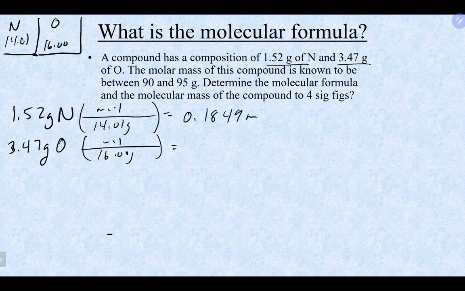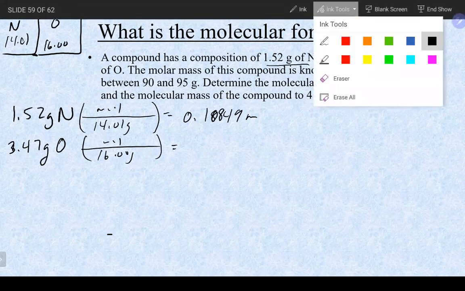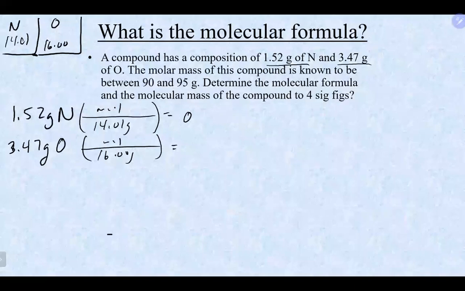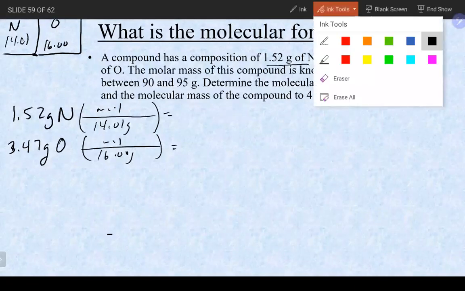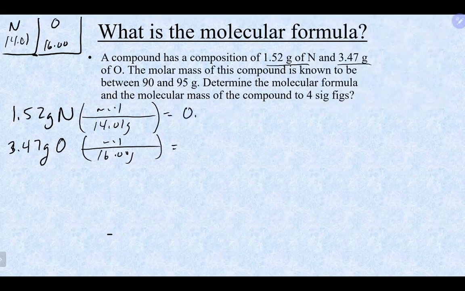0.1849 moles. I feel like I missed a zero in there. I should just go take a nap. Hang on a sec here. I think I'm here. Hopefully I'll find my car later. All right, let's try this again. 0.10849. I think there we go. Moles of nitrogen, and for oxygen, 0.2169. Maybe I do need to take a nap.